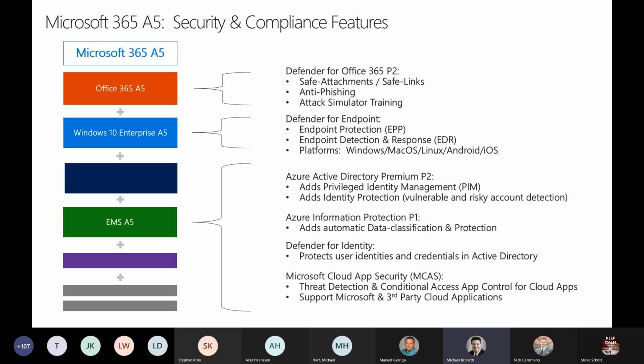Information protection, Azure Information Protection, this should actually say P2. I've got a typo there I've got to fix. But this enhances the Azure Information Protection that's included in A3 to provide automatic data classification and protection. So now, rather than relying on the user to make the right choice in how they're classifying this information, you can put rules in place, much like you would for data loss prevention, to identify certain sensitive information types and either auto-classify or suggest classification as the user is creating them.